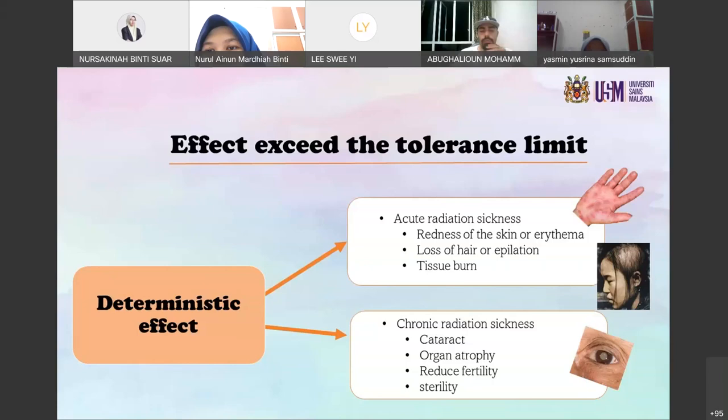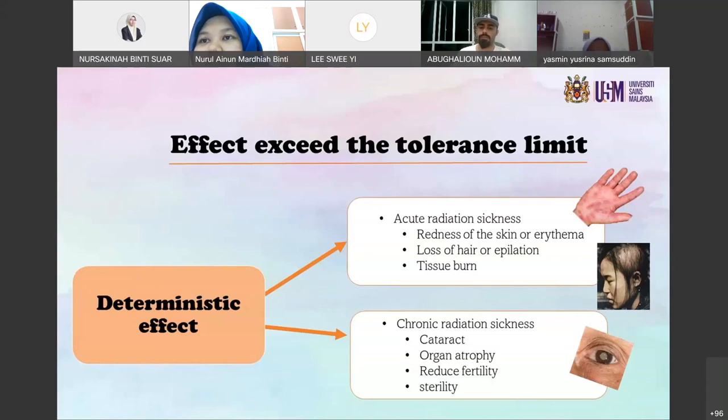Next is chronic radiation sickness. It usually occurs after a month or year of exposure, within a high radiation dose. This effect is dangerous and difficult to cure, and sometimes it leads to death. Even a small dose of radiation continuously over many years can also cause the chronic effect. It results in long-term effects, such as cataract, cancer, or genetic mutation. It can also include temporary and permanent sterility and inability to conceive a baby. Next slide.